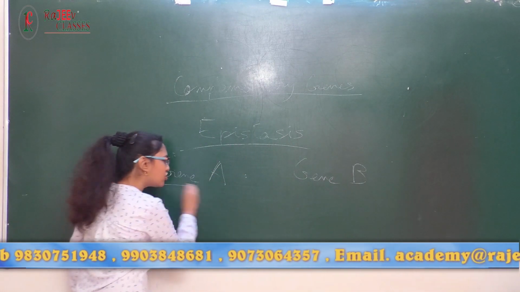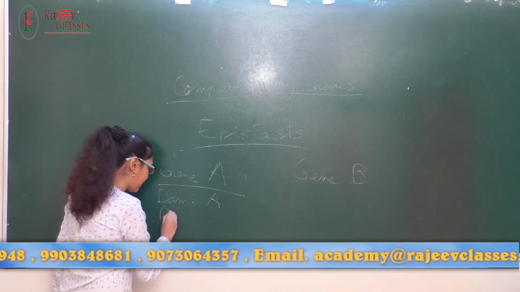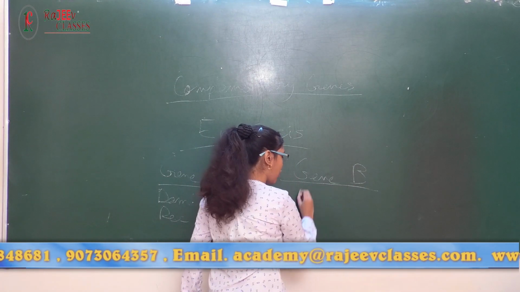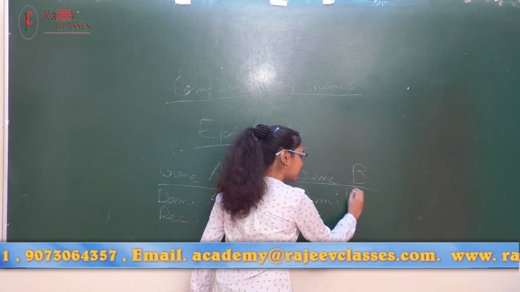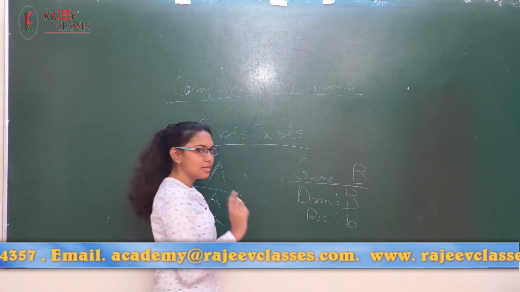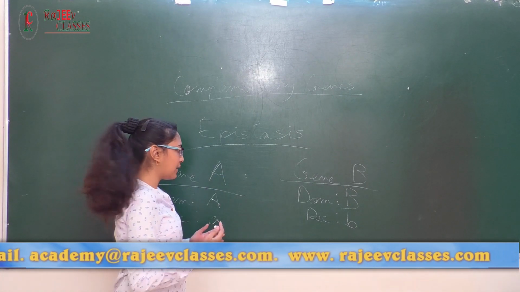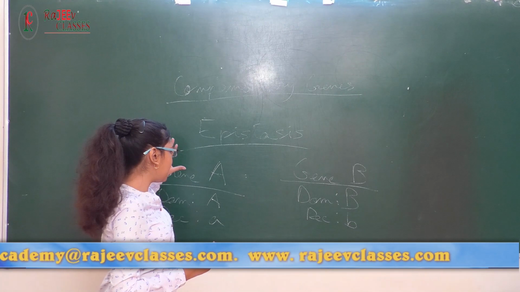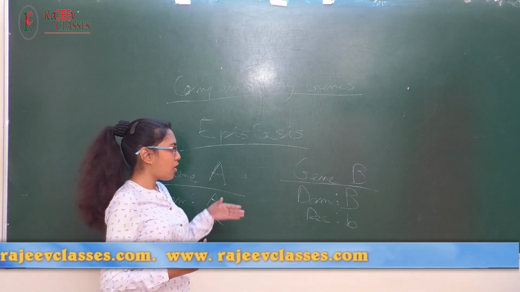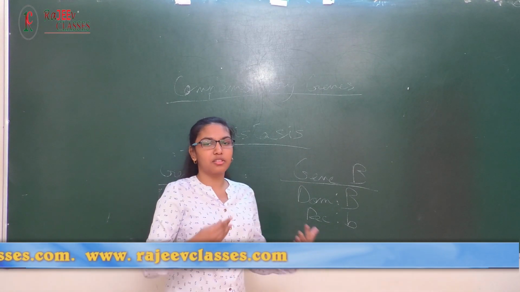B. Gene A has its dominant form, which is capital A. It has its recessive form, which is small a. Gene B again has its dominant form, which is capital B. It has its recessive form, which is small b. Now, sometimes it happens that gene A is masking the expression of gene B, and there are many ways this interaction can happen.